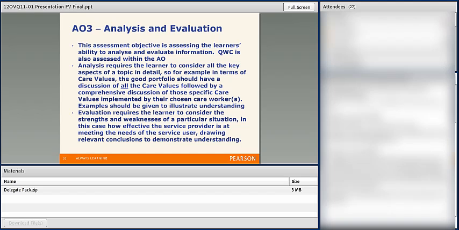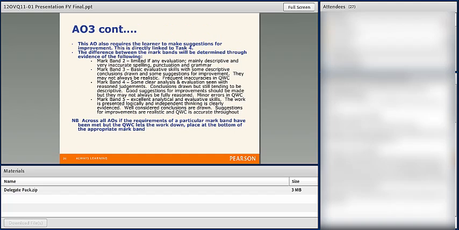Okay. Evaluation requires the learner to consider the strengths and weaknesses of the particular situation, in this case, how effective the service provider is at meeting the needs of the service user, drawing relevant conclusions to demonstrate understanding. And it also requires, as I've mentioned, the learner to make suggestions for improvement. Those two elements are linked directly to task 4. So task 4 is going to form the bulk of the evidence for this particular assessment objective, with an allowance for an ability to analyse seen throughout the other tasks.